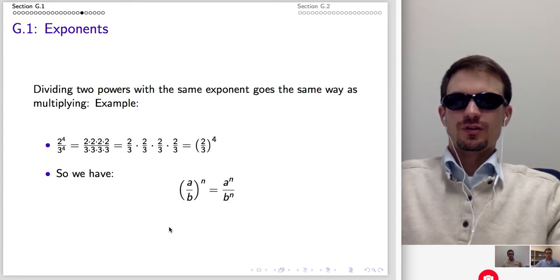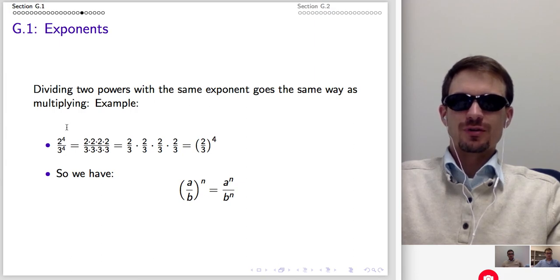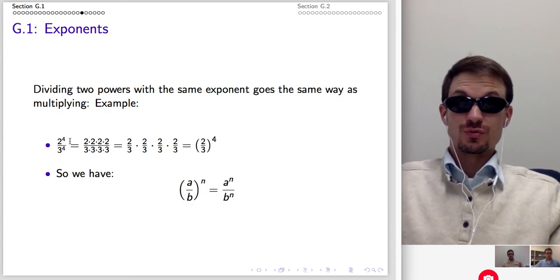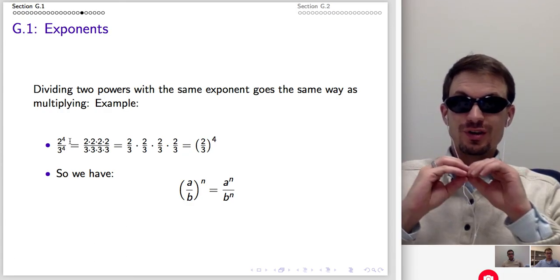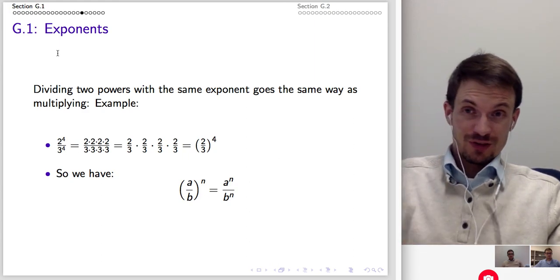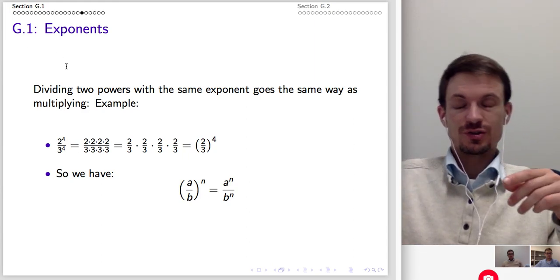Okay. Suppose we're dividing two powers with the same exponent. Well, look, 2 to the fourth divided by 3 to the fourth. We can't use the rule, right? We can't write this as 2 to the 4 minus 4. It doesn't work. Why? Well, these are not the same base, right? This is 2, and that's 3. So how do we do this instead?